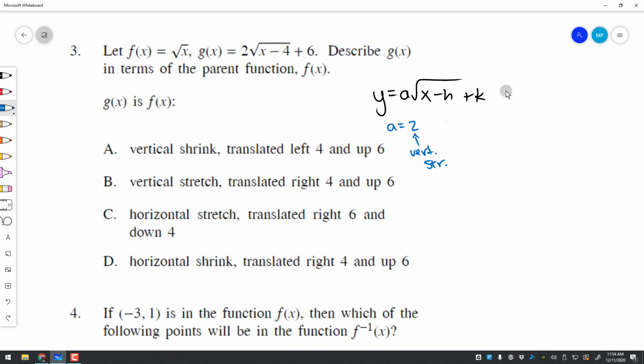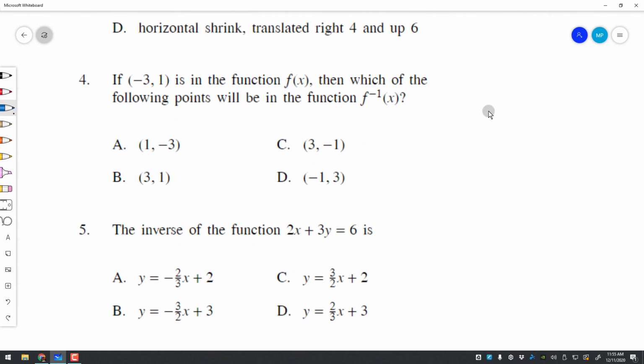And remember that h and k represent our shifting. So h, which is the opposite of what it looks like in there, is positive 4, and that is a shift right 4 units. k, which is positive 6, is our vertical shift. And in this case, because it's positive, we are going up 6. So the only one that even had a vertical stretch, which was B, has the correct translation, right 4 and up 6. Number 3 is B.